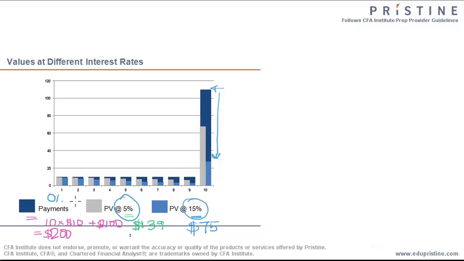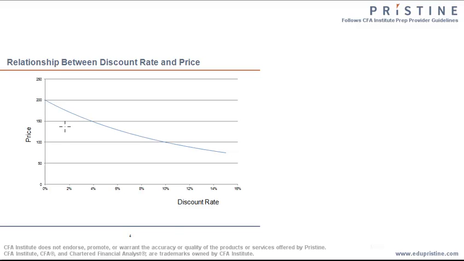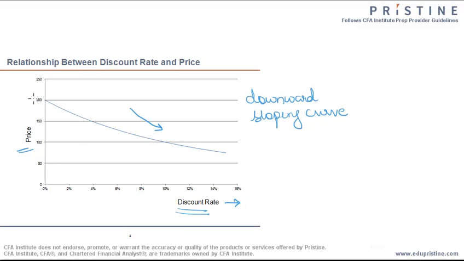Now let's take a look at how prices change at other discount rates. If we plot a graph with the discount rate on the x-axis and the price on y-axis, we get a downward sloping curve. As you increase this discount rate, its price decreases. Also note that when the coupon is equal to the discount rate, in this case 10%, the price of a bond is equal to the face value, which is $100.